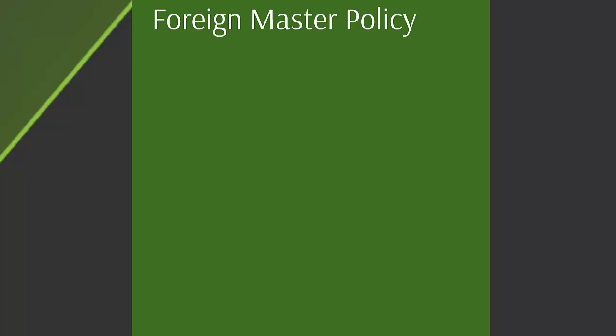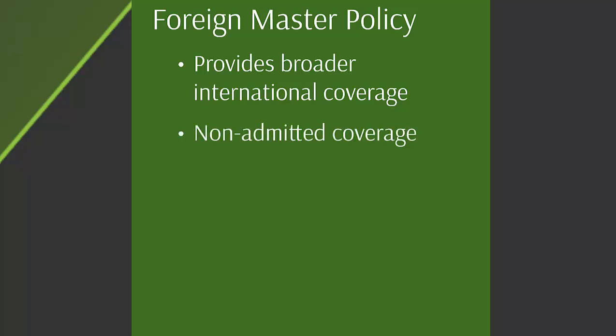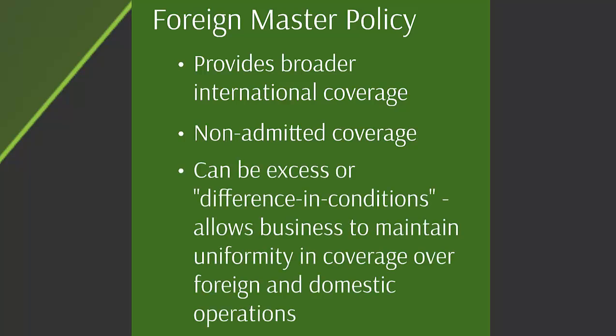In those cases, an insured might consider purchasing a foreign master policy, which provides broader international coverage. It is coverage on a non-admitted or excess and surplus lines basis. It can be excess or surplus lines and difference in conditions. Difference in conditions means that it will provide coverage for things that other standard policies do not. Excess would be limits over and above other standard policies. This allows the business to maintain uniformity in coverage over both their foreign as well as domestic operations.